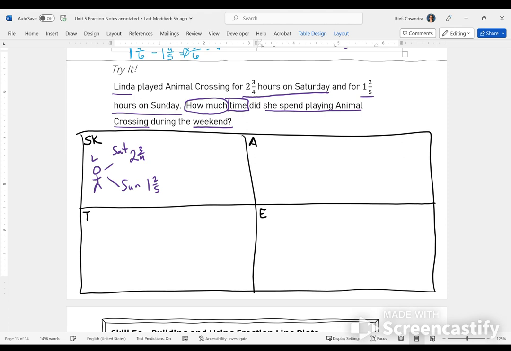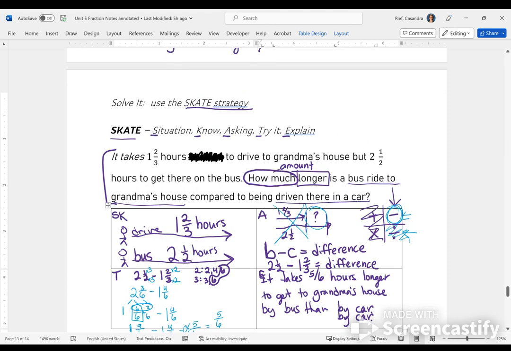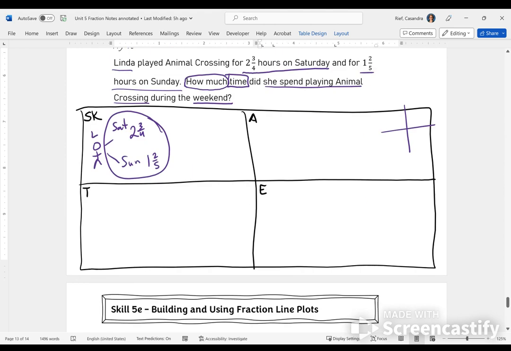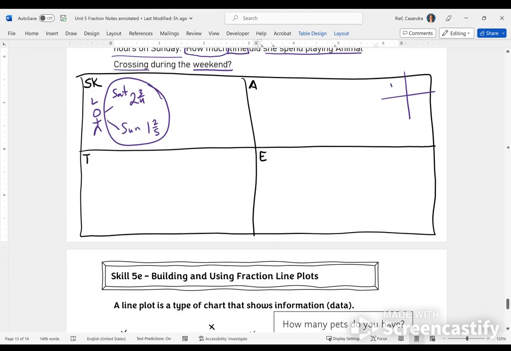So I know the weekend means Saturday and Sunday. If I want to figure out how much time she spent on the weekend, I need to combine these times. So I'm going to draw my operations organizer. Add, subtract, multiply, and divide.